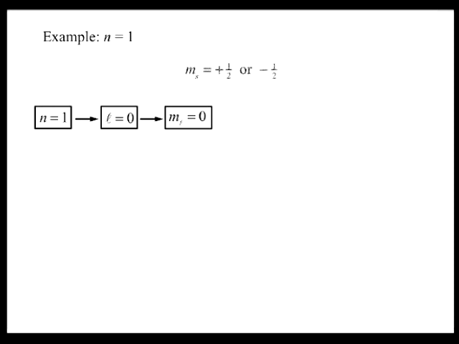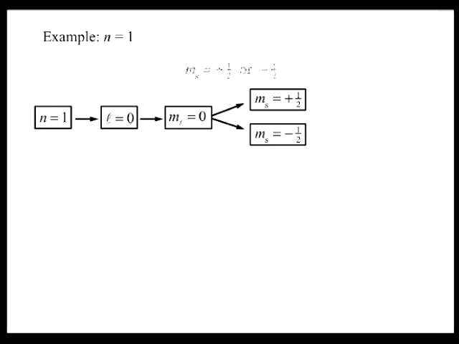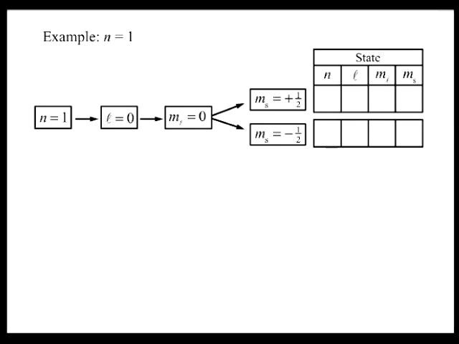Finally, the spin quantum number ms can take values of plus 1/2 or minus 1/2. We can now identify the allowed quantum states with a sequence of 4 numbers: n, l, ml, and ms. Therefore, in this case with n equal to 1, we have only two possible states: 1, 0, 0, plus 1/2, and 1, 0, 0, minus 1/2.